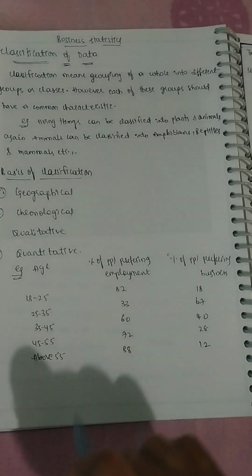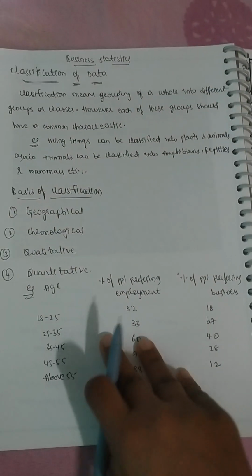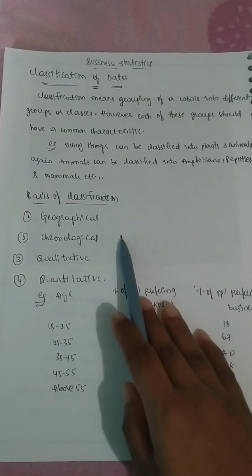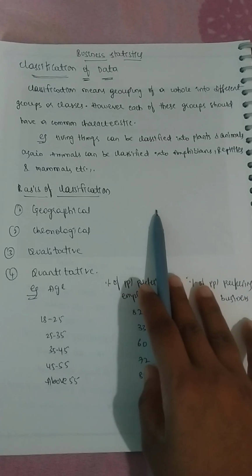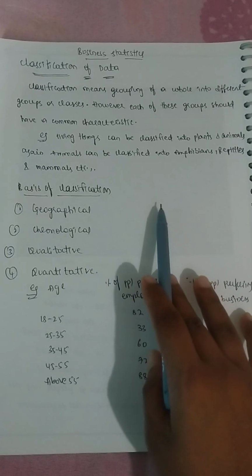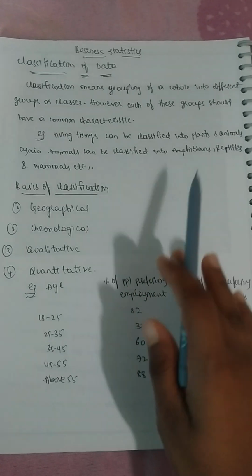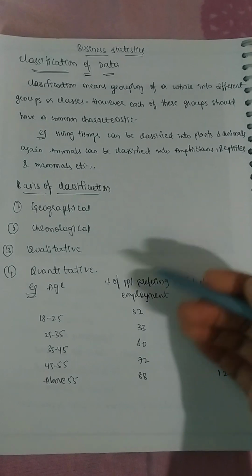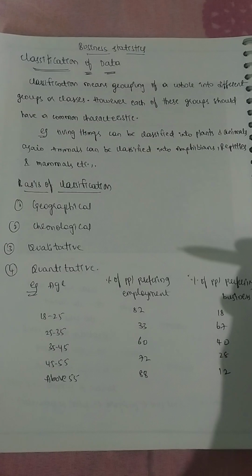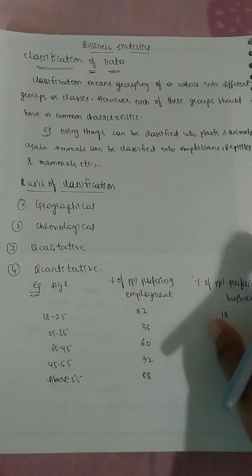Hello everyone. Today the next topic for business statistics is classification of data. Previously we have done introduction to statistics, chapter 1, the concepts which we have dealt with: origin and development of statistics, next characteristics, next we have done collection of data. The next topic is classification of data.